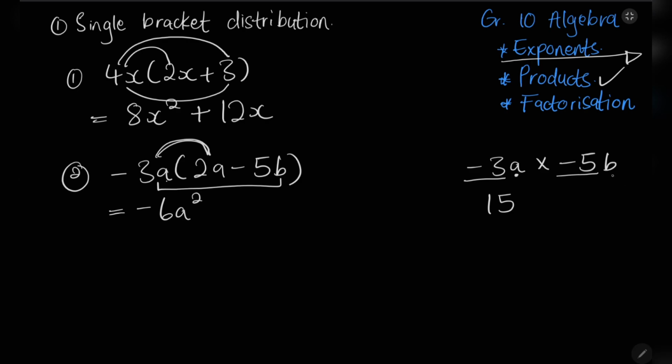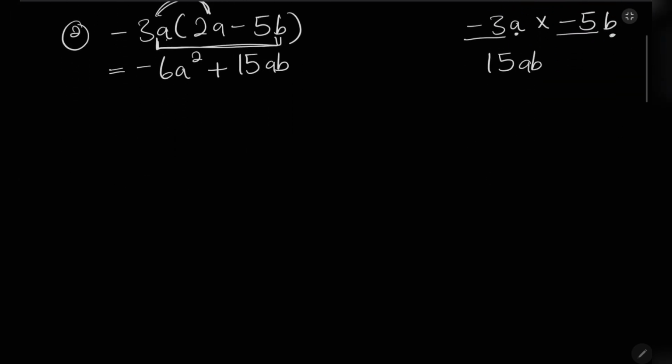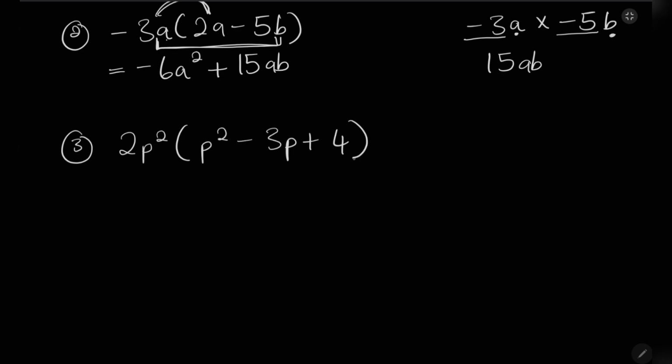Let's account for variables. You have a and b. A times b should give you ab. So -3a times -5b should give you positive, so we use a plus, right? 15ab. You know this because you've also seen the grade 9 playlist. Let's try number 3. Let's do 2p squared outside our bracket, then p squared minus 3p plus 4.